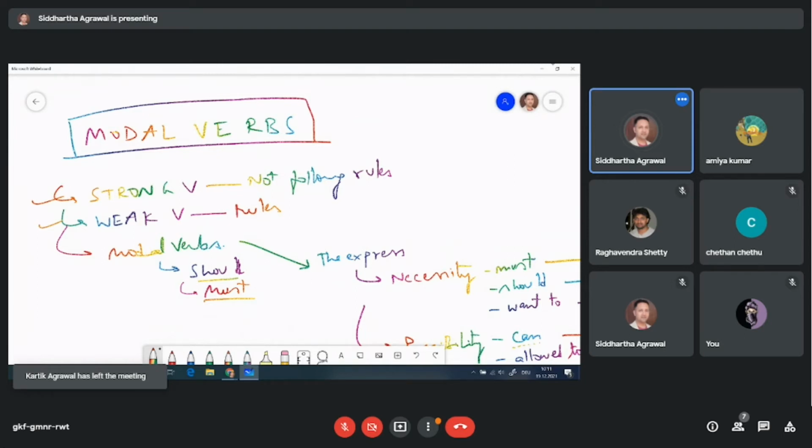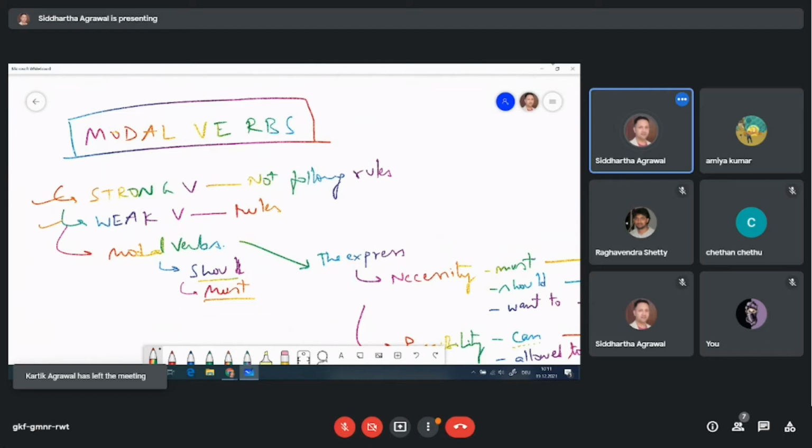Now, modal verbs are also a type of strong verb. That is, they don't follow the rules. What these modal verbs do is they express two types of expressions. One is a kind of necessity, and the other is a kind of possibility. I mean, either of these two.